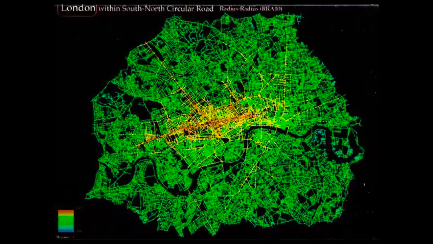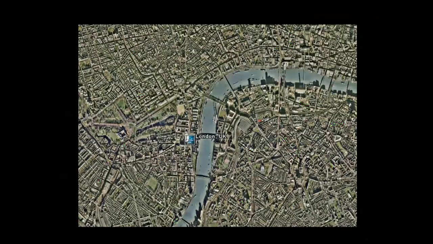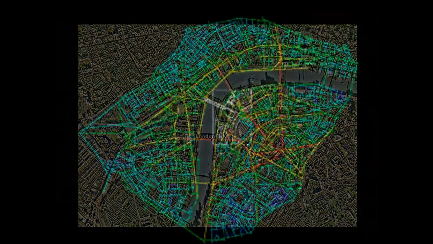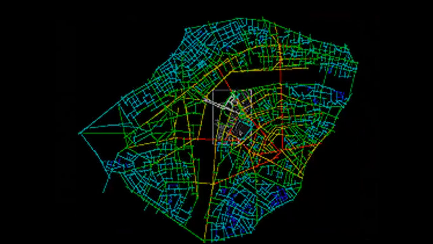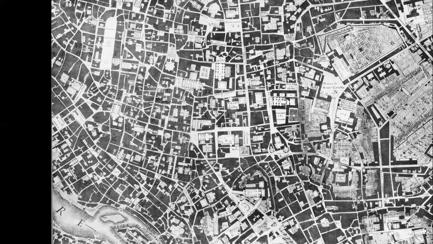So again, we lost this tissue, this connective tissue that I had talked about earlier and that you can see in the analyses of people like Bill Hillier, where you have a very fine-grained connectivity pattern and a very intricate tissue of walkability. London is a very, very walkable city. I can tell you, I lived there for a couple of years. It's because it has this pattern. It was not built as a modern city. It was built as a very fine-grained, interconnected, traditional city following that pattern.